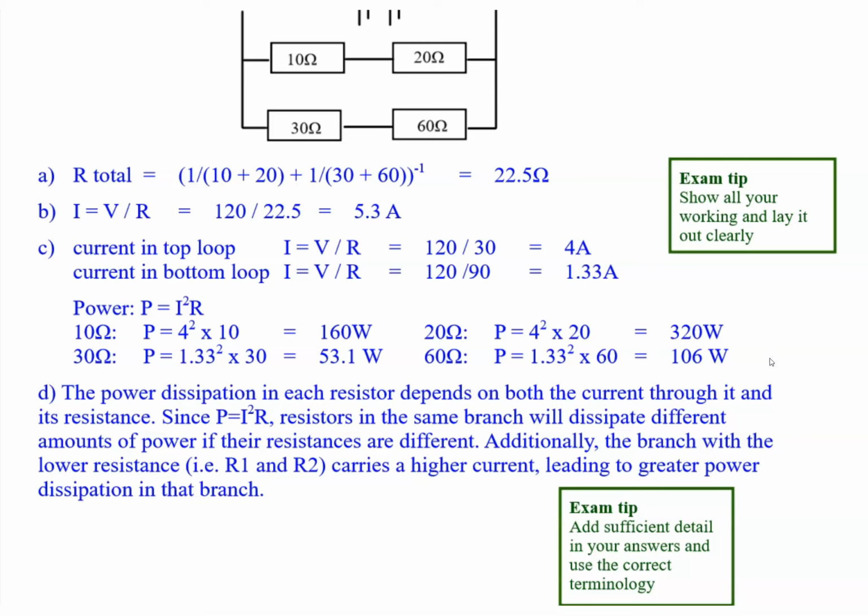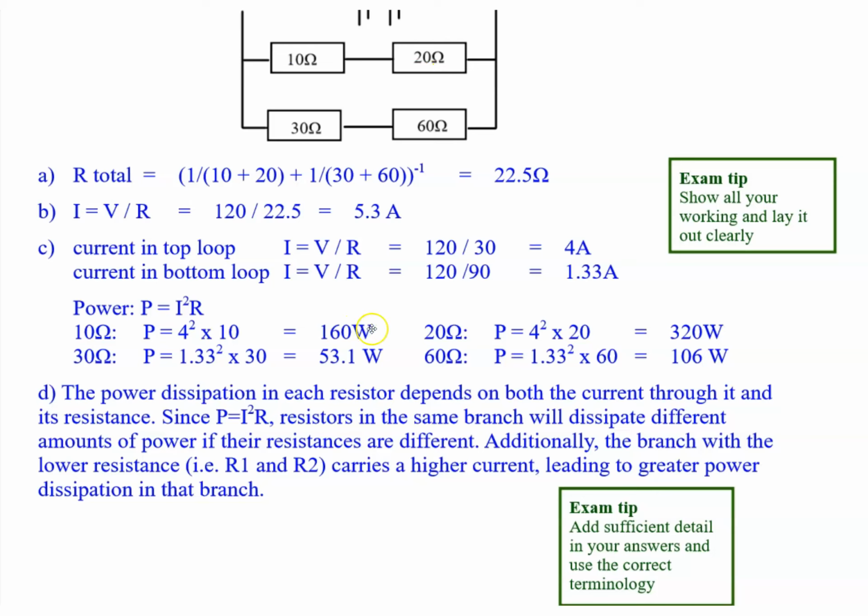So all we're doing here is getting enough detail and using the correct terminology, but just talking through what's happening, explaining in words why we have 160 and why we have 320, why they're different. Once you've realized that, it's just because they have different values of resistance. We could also add, probably for a 3rd mark, because we've got the lower resistance up at the top, that's going to carry a higher current.